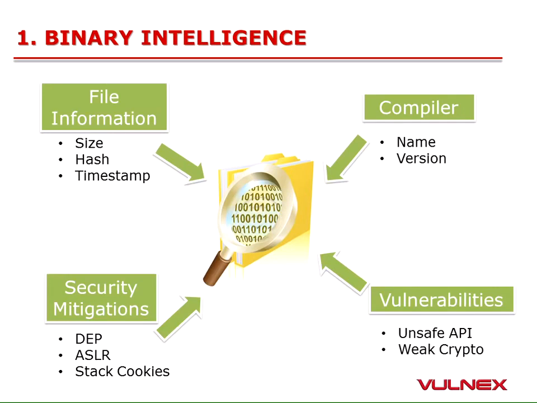So here we are talking about binary intelligence. There is so much information we can get from a binary, right? It doesn't matter which OS or which platform. There's a lot of information we can get. For example, we have file information: the size, we can get hashes, timestamp, what type of file. So there's a lot of things we can get in the file information.